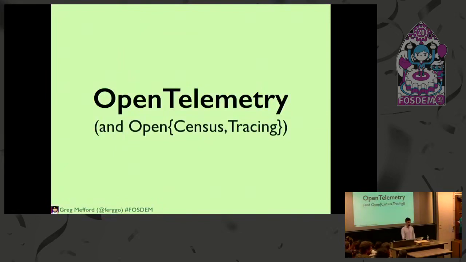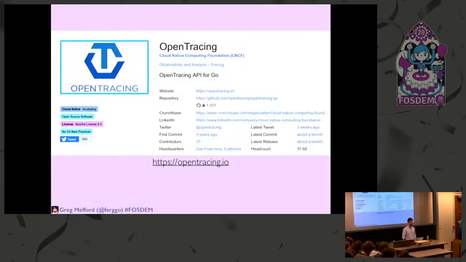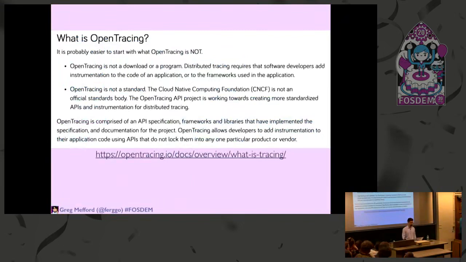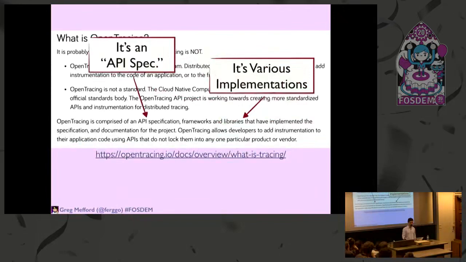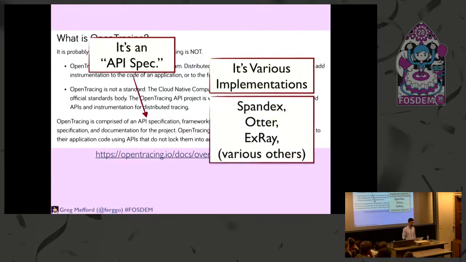So real quickly, OpenTelemetry and the history of OpenCensus and OpenTracing. OpenTracing was a CNCF project, and this is from their website. It's not a thing that you can download, and it's not really a standard. It's more of an API spec and its various implementations. Basically, people knew that this was a thing that they should build. They built some things, and there are some guidelines and pirate code around how it should work. This is where the Spandex library falls, and there's also an Otter library in Erlang, and X-Ray wraps around Otter and Elixir.